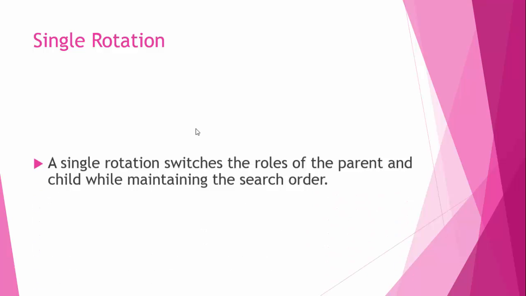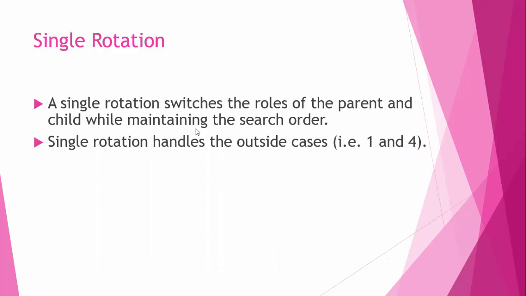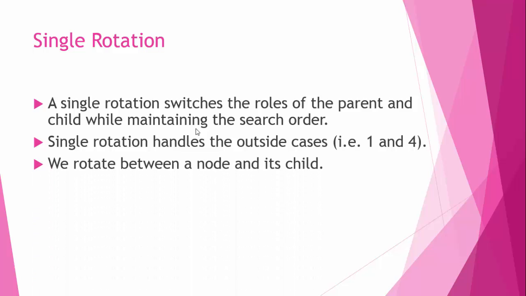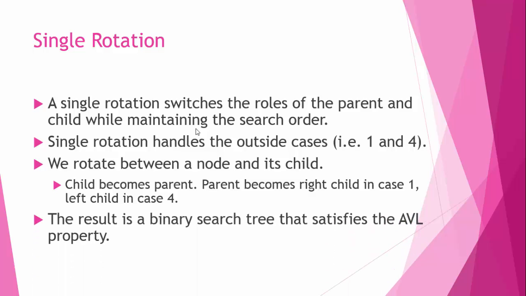What do you mean by that? A single rotation switches the roles of the parent and the child while maintaining the search order. Meaning that we rotate between a node and its child. So the child becomes the parent and the parent becomes the right child in case 1 and the left child in case 4. The result is a binary search tree that satisfies the AVL property.